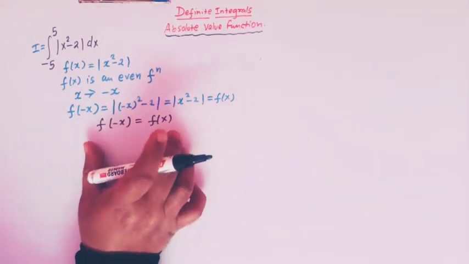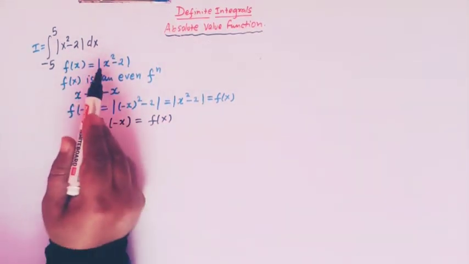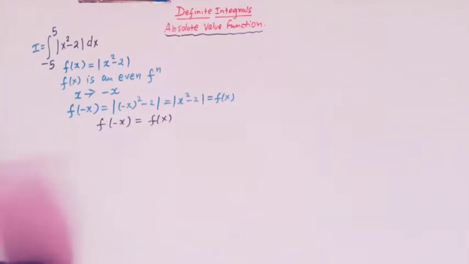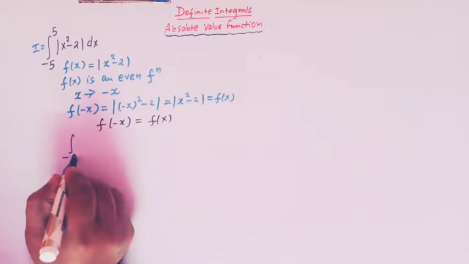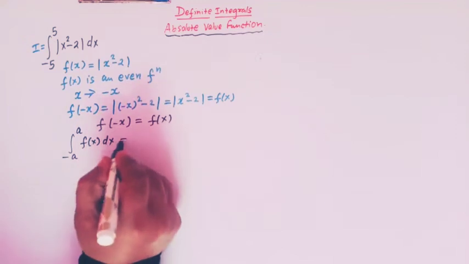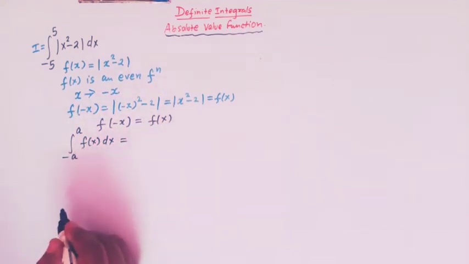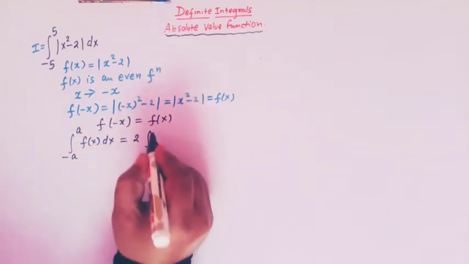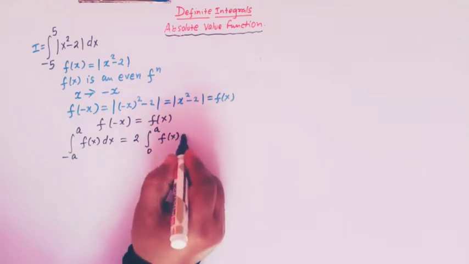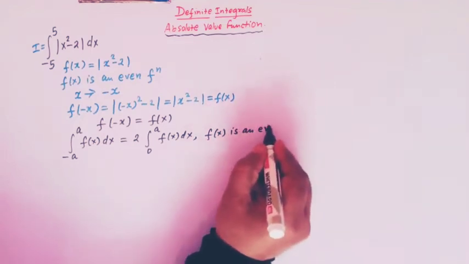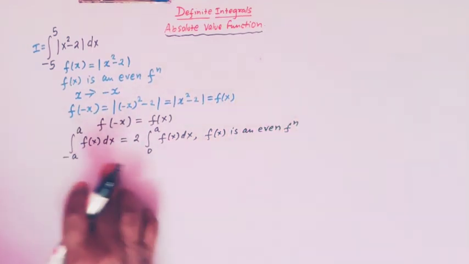Once we have established that f of x is an even function, we'll now apply a very important property of definite integrals, which states that if we have to integrate f of x dx from minus a to a, and f of x is an even function, then this integral is equal to twice the integral from 0 to a of f of x dx. So we know this property.